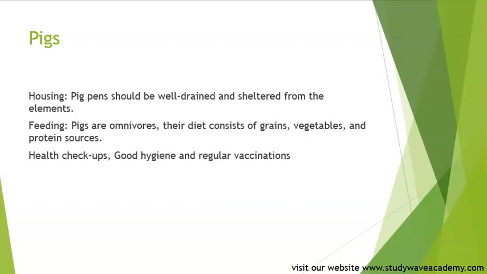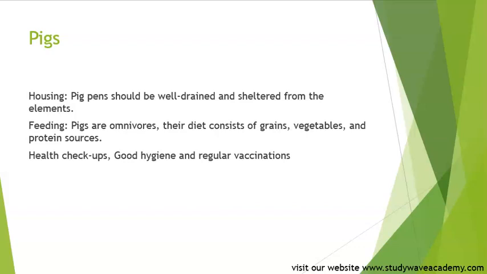Feeding. Pigs are omnivores. Their diet consists of grains, vegetables, and protein sources. Pigs need balanced diets, including a mixture of grains, vegetables, and protein source. Ensure a constant supply of clean, fresh water. Pigs drink a lot, so water availability is crucial.